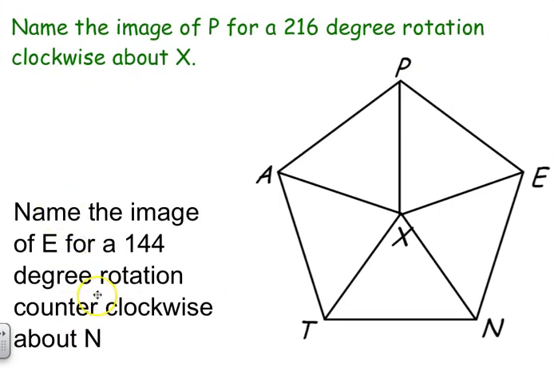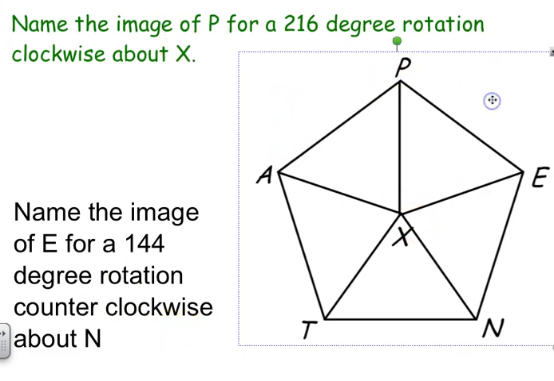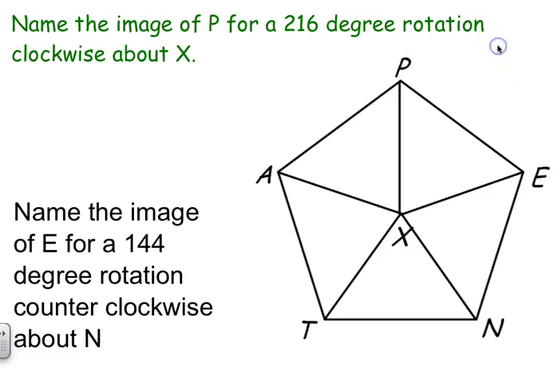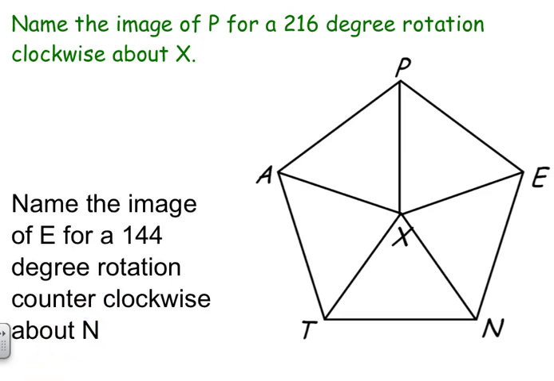I put in this little one here for you if you need some more help where X is not the center. But I want you to name the image of P for a 260-degree rotation clockwise about X. And then if you want some more practice where X is not the center, I want you to name the image of E for a 144-degree rotation counterclockwise about N for the center. So try those 2 on your own and press pause and we'll go over the answer.